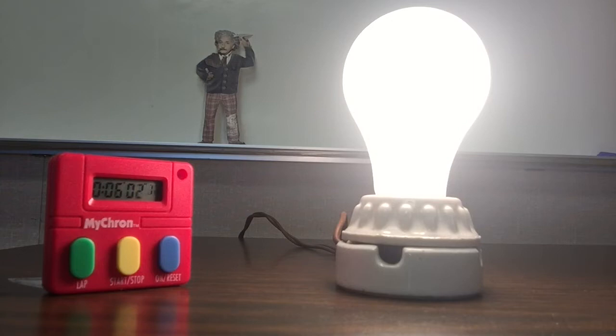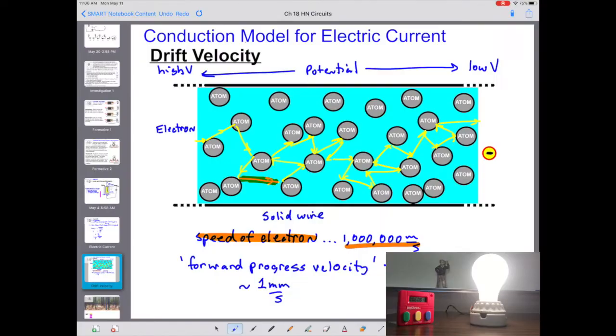If none of the electrons have gotten to the light bulb, why is it lit? Why is it giving off light? Well, the thing we need to think about is where these electrons are coming from. They don't come from the outlet. They don't come from a battery. Those things are not really sources of electrons. Those things are sources of electric potential.